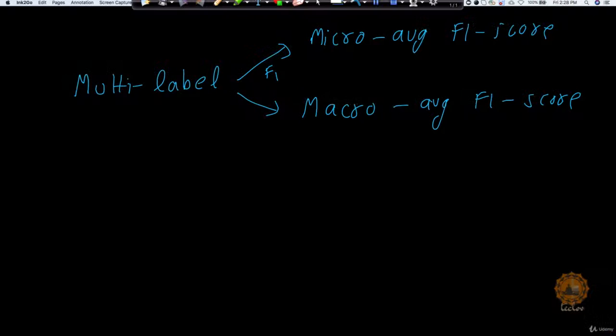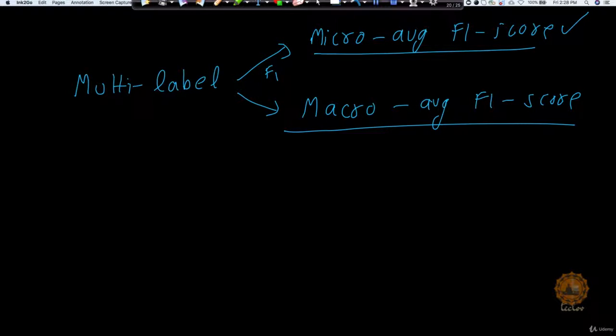Now there are two ways to get that. When you're working on a multi-label classification problem, one is your micro average F1 score and the second is your macro average. Micro average is more famous, and in fact when Facebook mentions that they want mean F1 score, they are referring to a micro average F1 score. A rule of thumb I would suggest is to always go for micro average score. This is far better than macro.